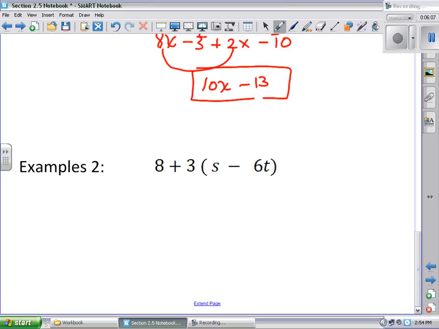Example 2. I have the 3 that I must distribute with the 6, the s, and the minus 6t. So I'll have 8 plus 3 times s is 3s, and 3 times negative 6t is negative 18t.